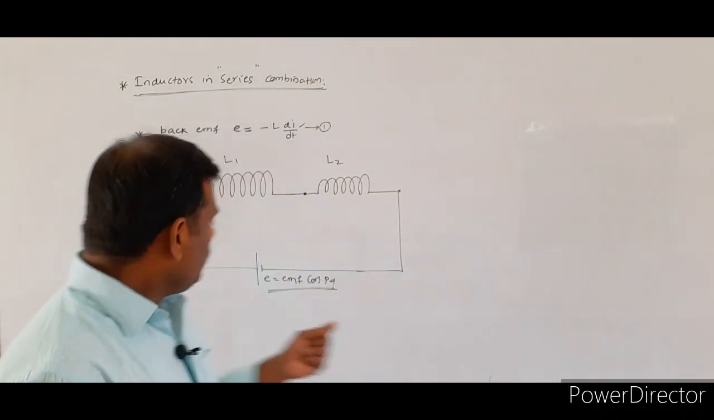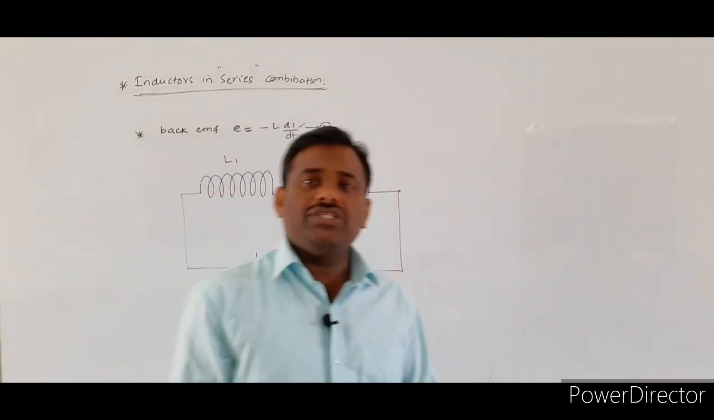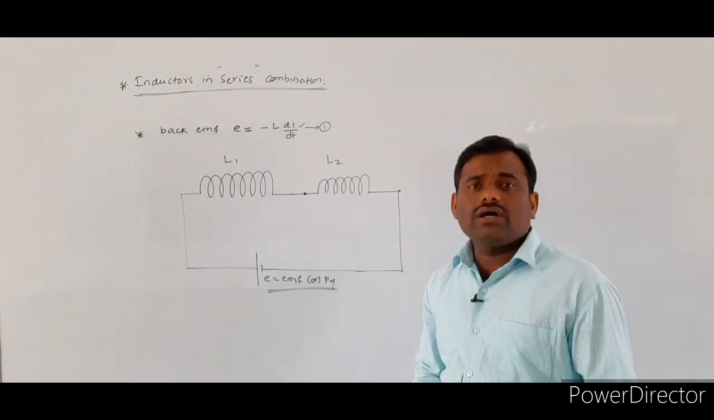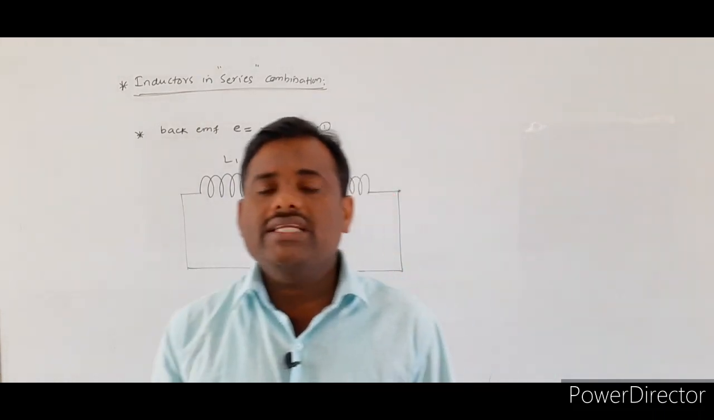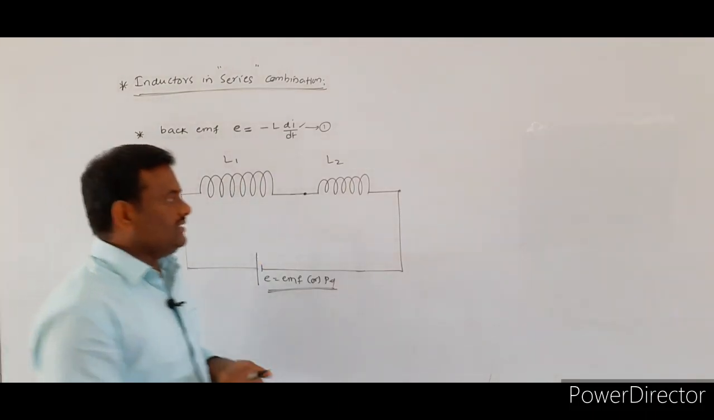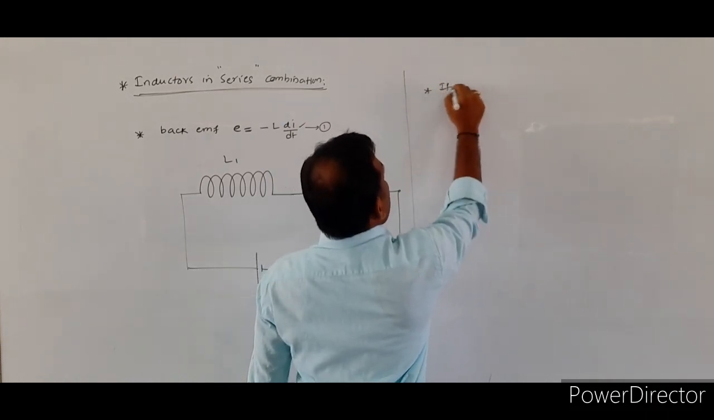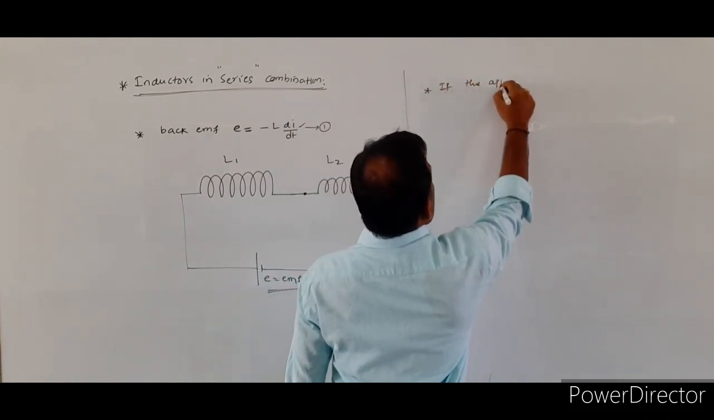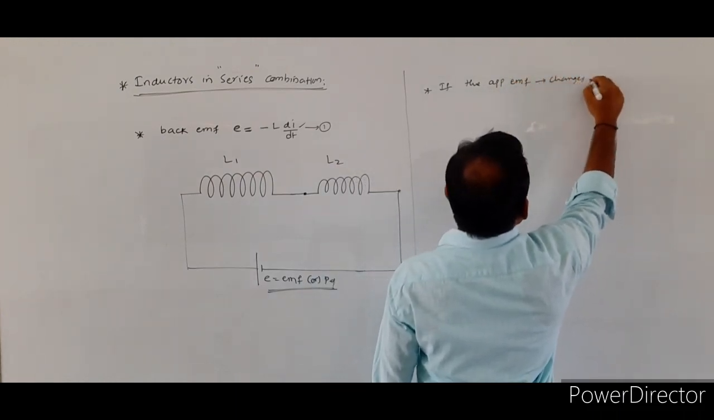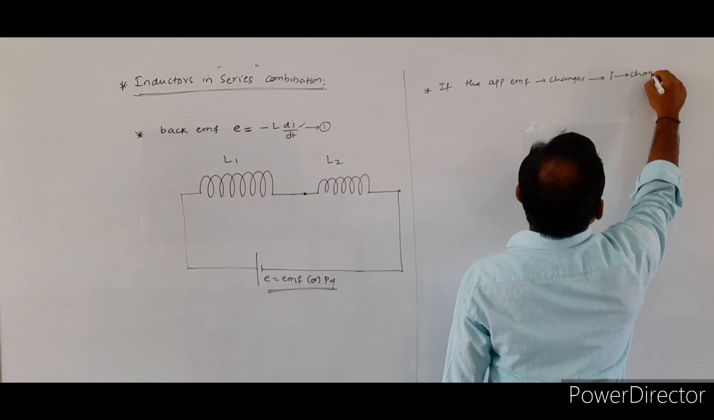Now, whenever we change the applied potential value, the magnitude of the electrical current flowing through the given circuit also changes. How does the current value change? If the applied EMF value changes, the current passing through the circuit also changes.